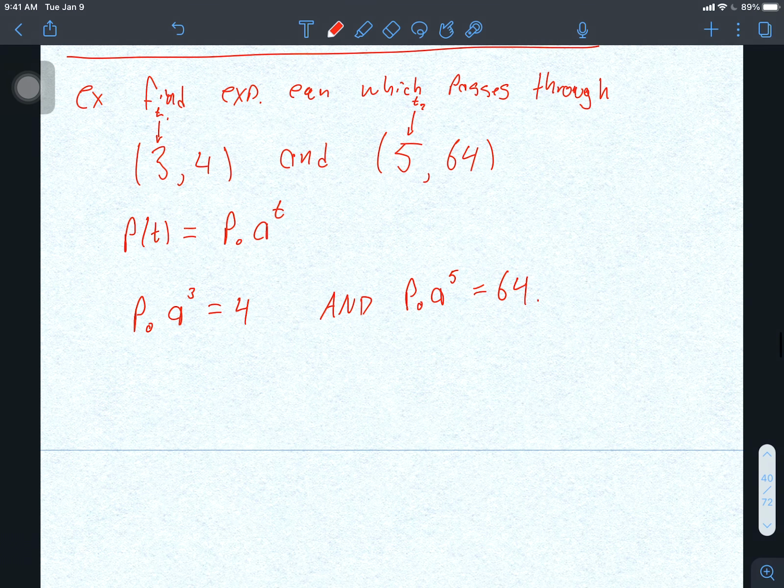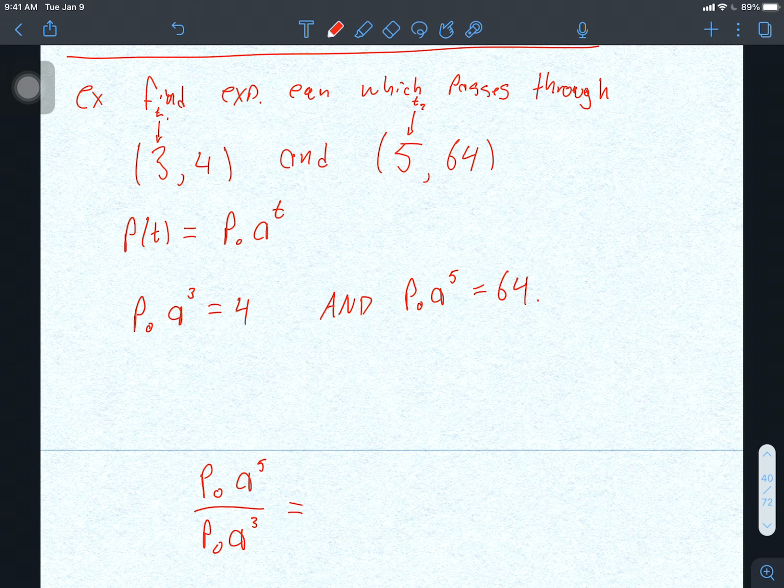It doesn't matter which one you pick, but I'm going to pick this one to be the numerator and the other one to be the denominator. The reason is I like to have the bigger power of A in the numerator. It just makes things a little easier. So let's do it. P naught times A to the power 5 divided by, now I'm going to divide the left sides of these equations, P naught A to the power 3.